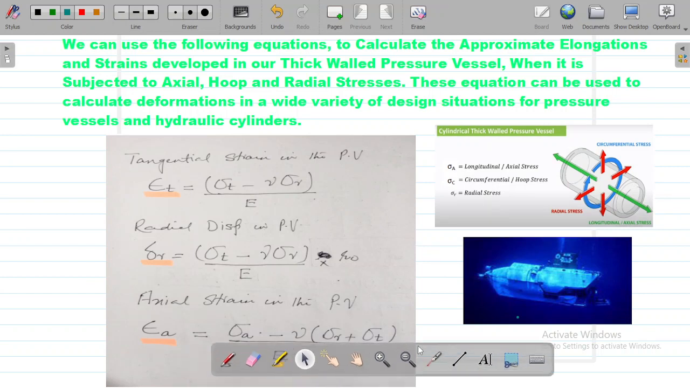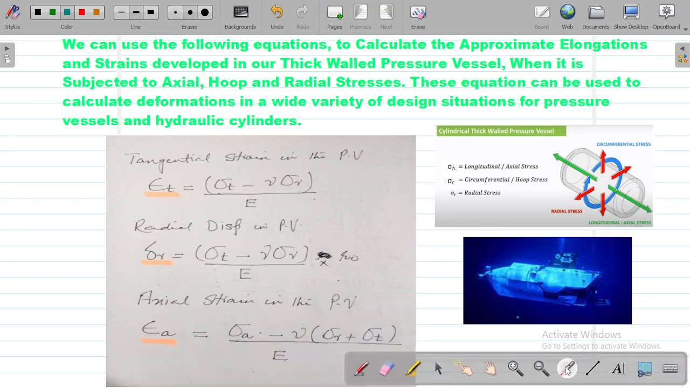Okay, so let us see the tangential strain that is being developed in our pressure vessel. Remember that these tangential strains are basically being generated as a result of the circumferential or hoop stress and the radial stress. So for that, the tangential strain developed will be sigma t minus the Poisson's ratio into sigma r, divided as a whole by E.